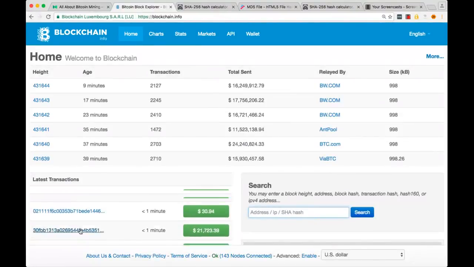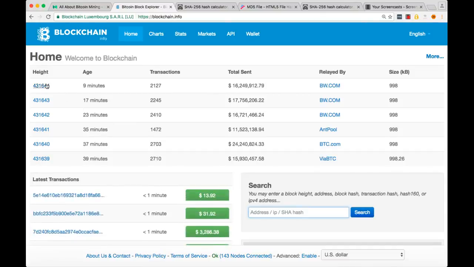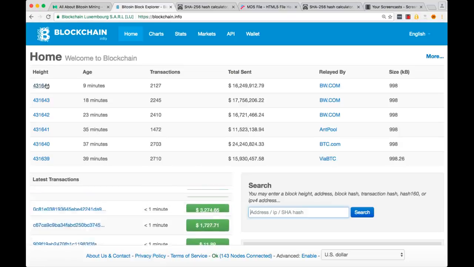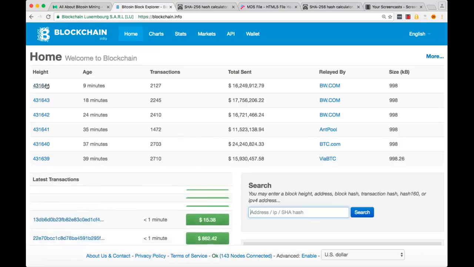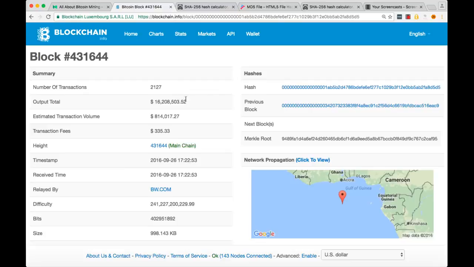Here are the live transactions, and if we go into this most recent block, which was mined 9 minutes ago by BW.com, if we click on that, we see a bunch of stats about this block. So number of transactions, total output in US dollars, the height, which is another way of saying the block number.